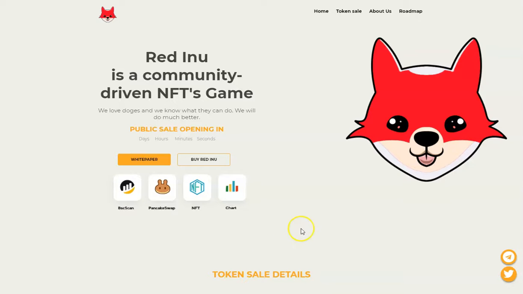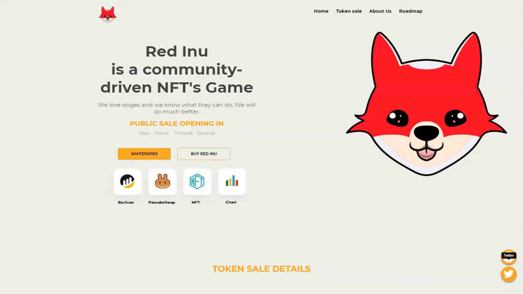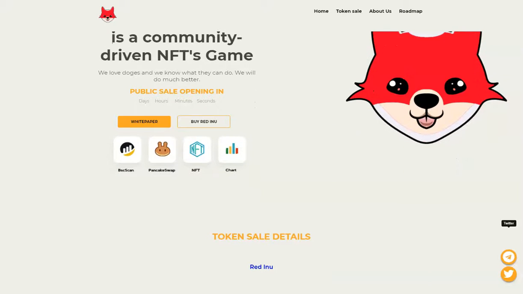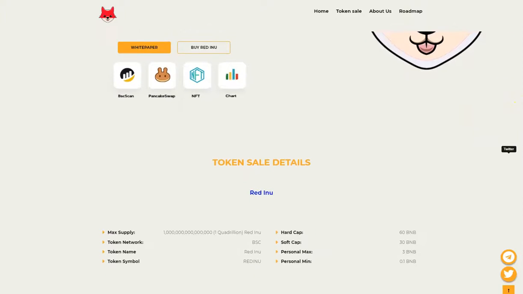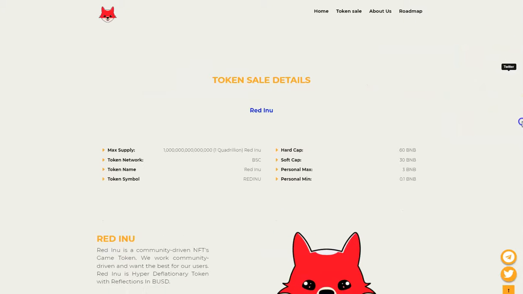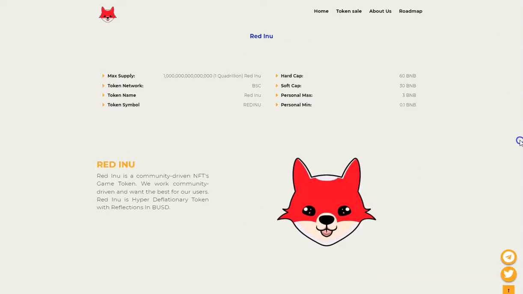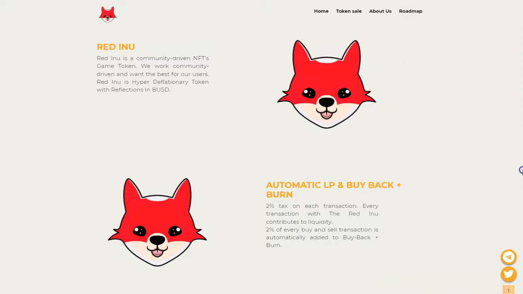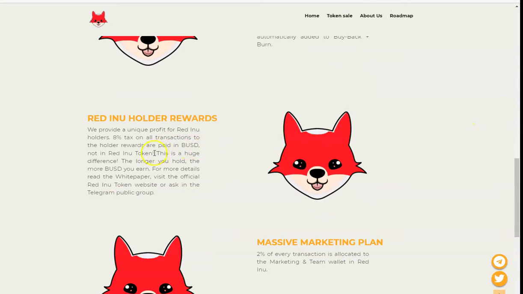Taking a look at their website, it is very basic. It's not impressive, and it doesn't really give any real information. It's got these generic looking links to the PancakeSwap, the NFT. It's got a 1 quadrillion supply, very generic looking image of some kind of dog.